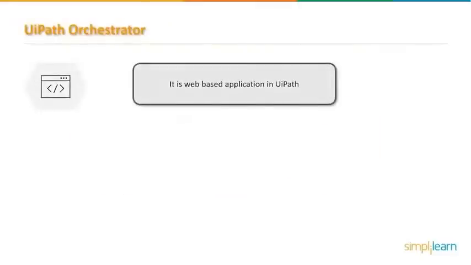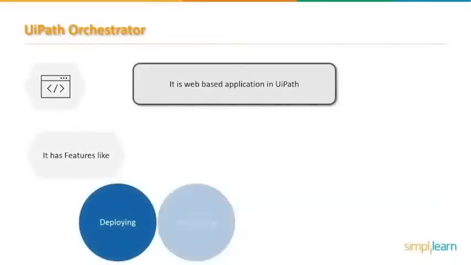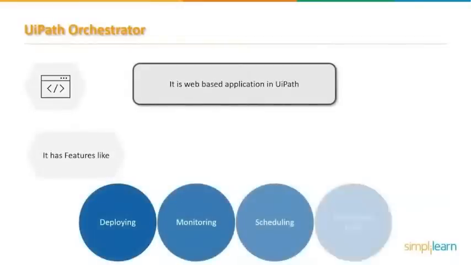Next we have UiPath Orchestrator. The Orchestrator is a web-based application in UiPath. It has features like deploying, monitoring, scheduling, and controlling automated bots and processes. It's a centralized forum for managing and controlling all software bots.